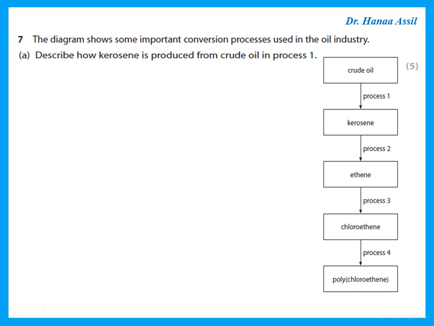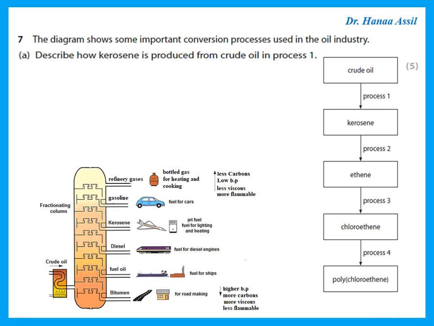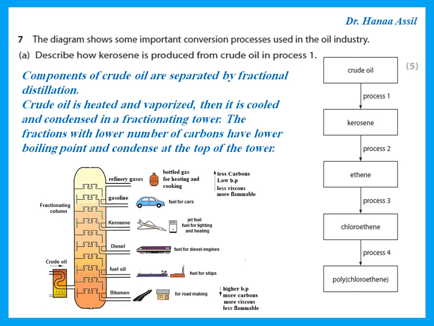The diagram shows some important conversion processes used in the oil industry. Describe how kerosene is produced from crude oil. So when we have crude oil, he says the first process will give me kerosene. What do we do to crude oil to separate it into different fractions? Remember that we do what we call fractional distillation. So what happens is the crude oil is heated and vaporized, and then it goes into a fractionating column where it is cooled and condensed at different boiling points.